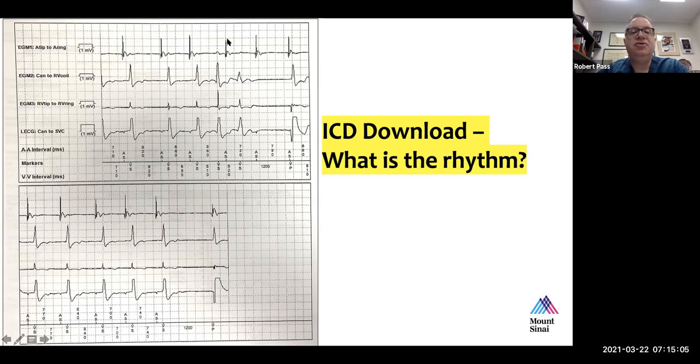Okay. The other interesting aspect here is that I'm not sure, but there's a suspicion that this could be ventriculoatrial Wenckebach, right? Here's a ventricular beat followed by an atrial beat, and then a ventricular beat followed by an atrial beat, and the VA interval is lengthening. So this could be an example of ventriculoatrial Wenckebach as well. Okay. Thank you.